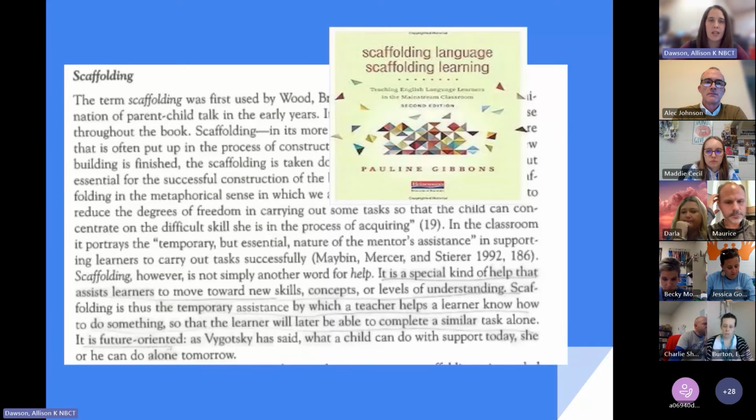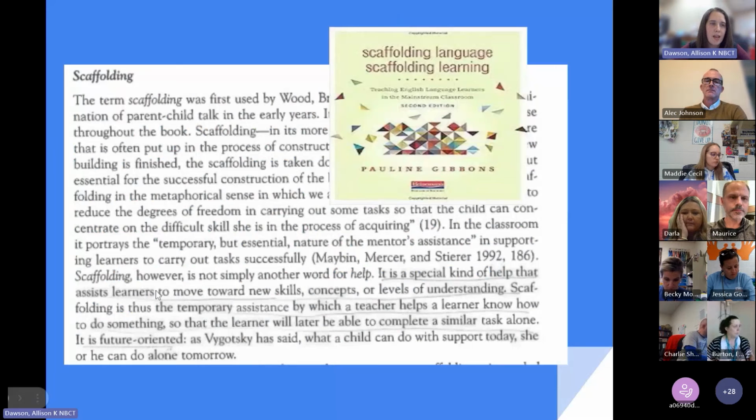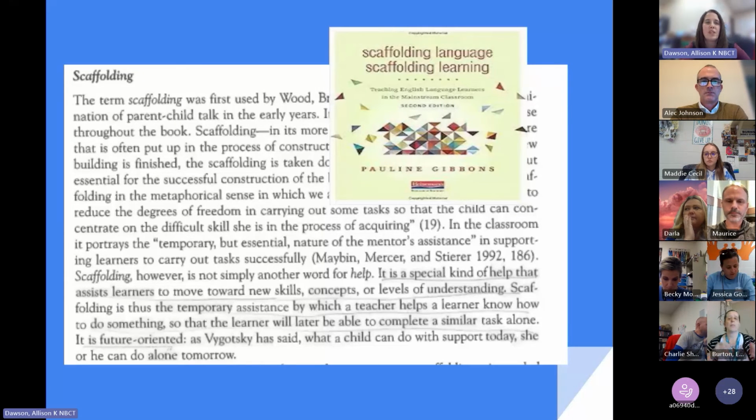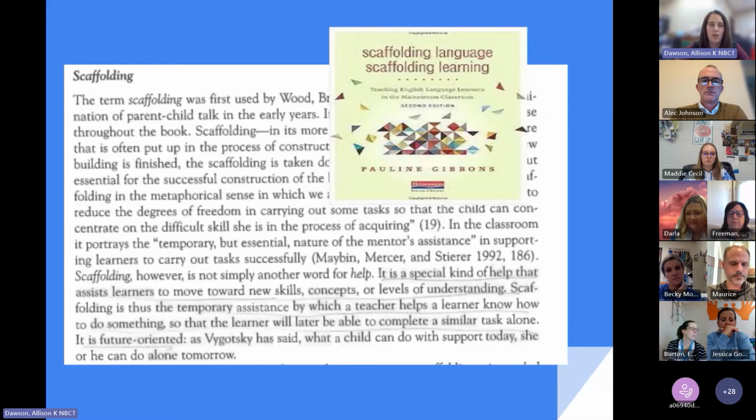On that previous slide, I linked a page from that book that is a page-long definition of scaffolding. I'm going to read just a little part of that right here. It says, scaffolding is not simply another word for help. It's a special kind of help that assists learners to move towards new skills, concepts, or levels of understanding. Scaffolding is thus the temporary assistance by which a teacher helps a learner know how to do something so that the learner will later be able to complete a similar task alone. It is future-oriented. So what the child can do with support today, he or she can do alone tomorrow.